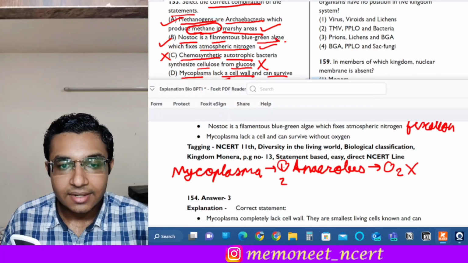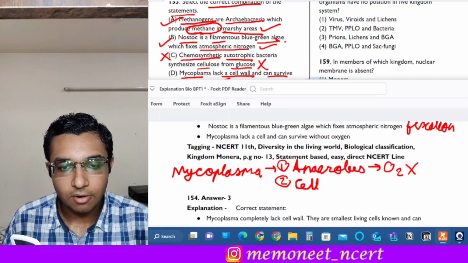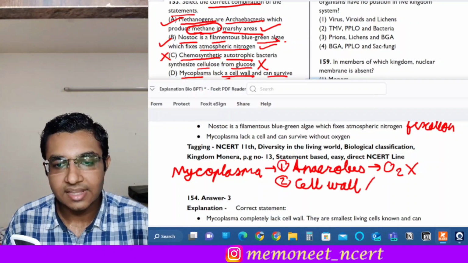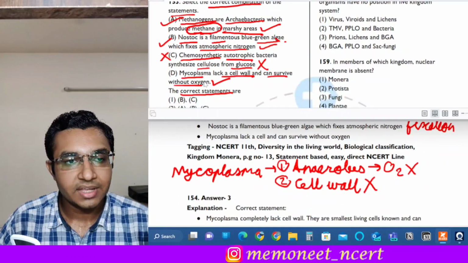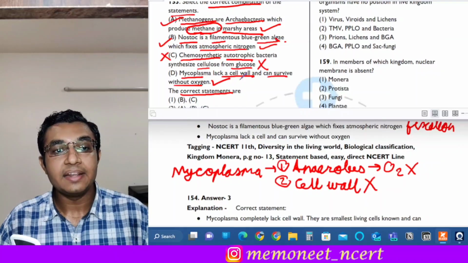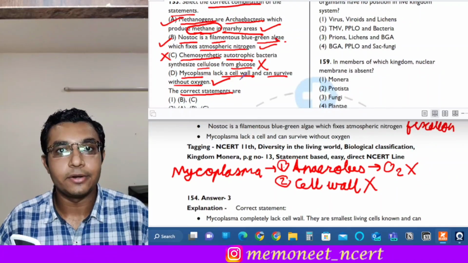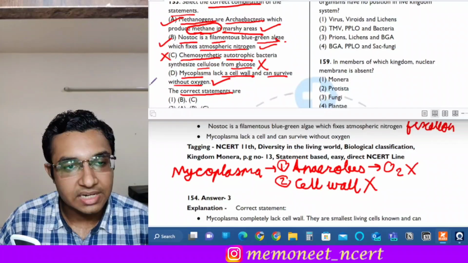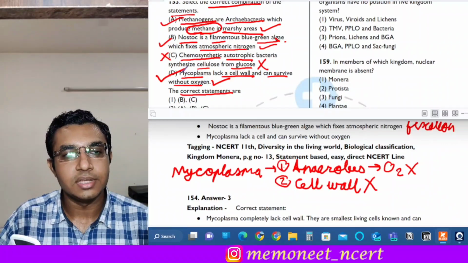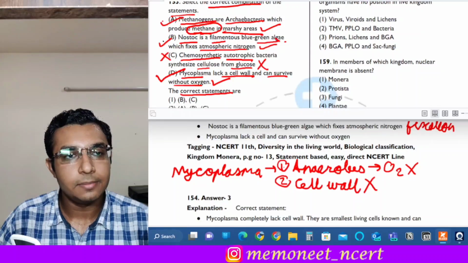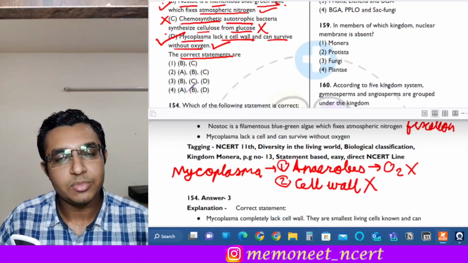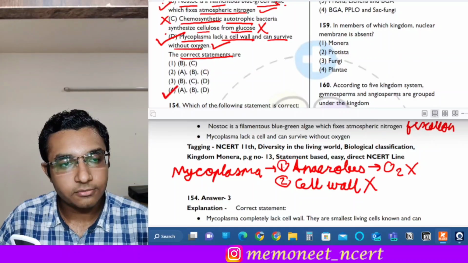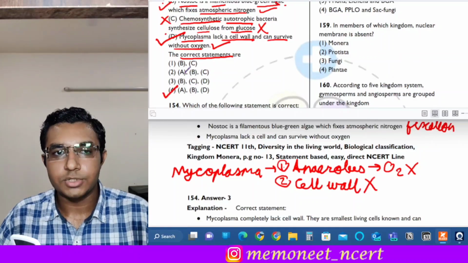Next is that they lack cell wall, okay? So cell wall is absent in mycoplasma, okay? So what is the statement stating? The statement says that mycoplasma lack a cell wall, so it is correct, and they can survive without oxygen, okay? So they are anaerobe, so that is also correct. So D statement is also correct. So here, which of the statements are correct? A, B and D are correct. So which is the option in which it is given that A, B and D are correct? So yes, it is the option 4. So the answer to this question will be option 4.